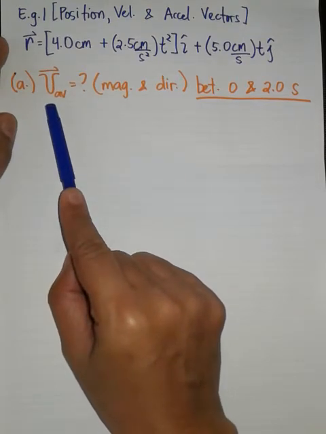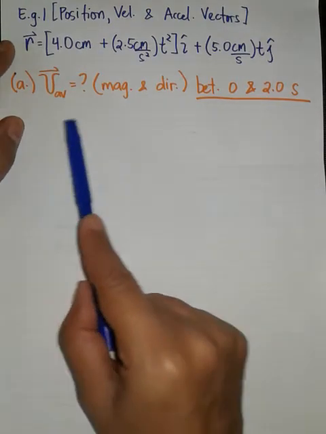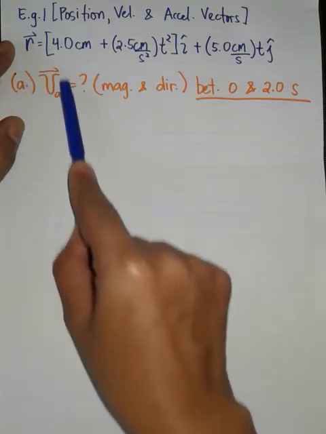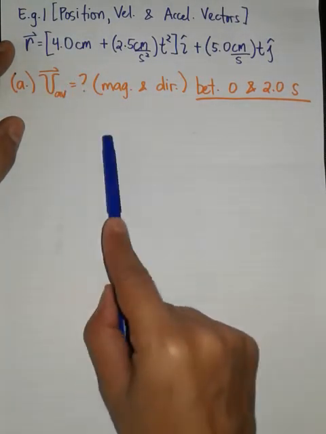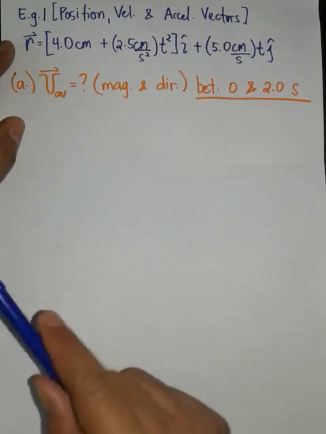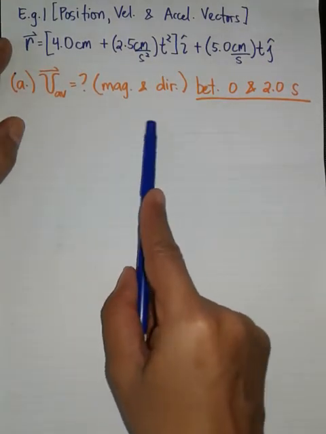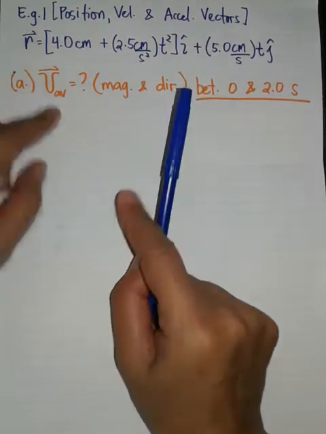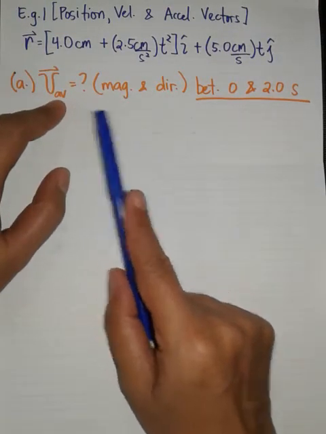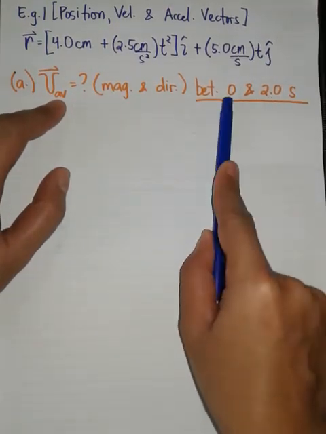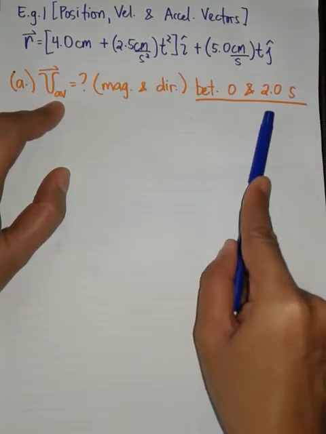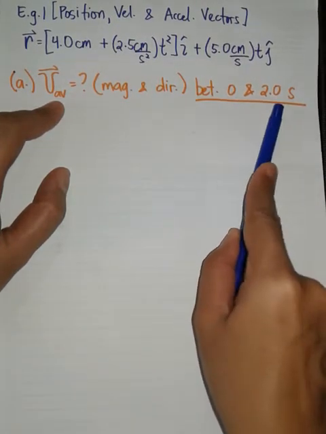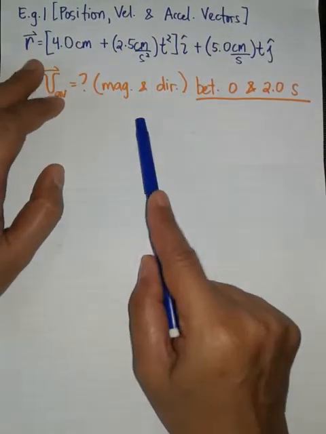I hope you have read that in 2 to 3 dimensions, the average velocity vector will have the x, y, and z components, depending on whether it is 2 or 3 dimensions. So, we are asked to determine the magnitude and direction. And since this is an average quantity, we need 2 time values. If instantaneous is asked, only one time value is given. So, in this case, it's between 0 to 2 with this particular r.